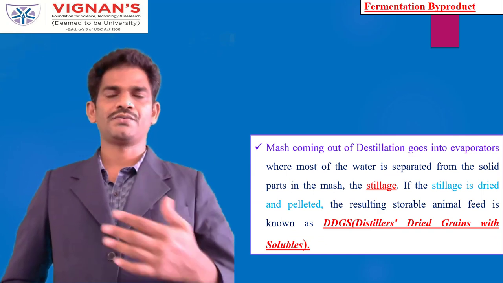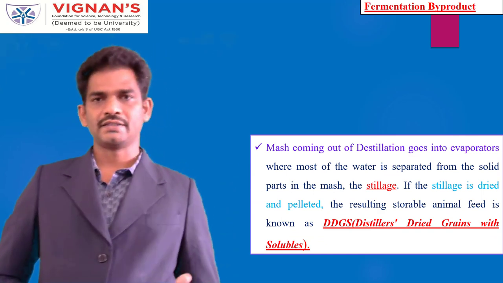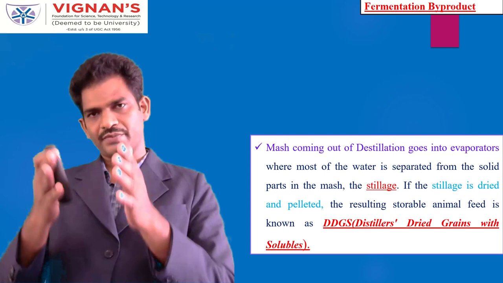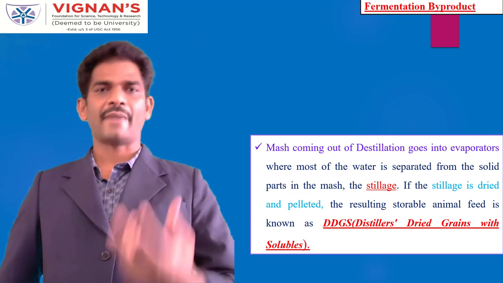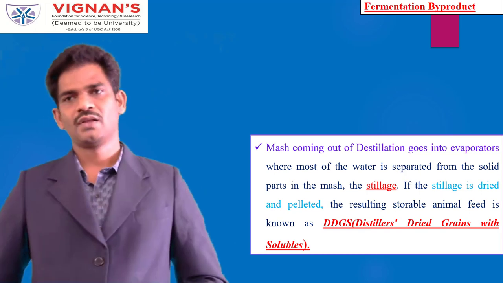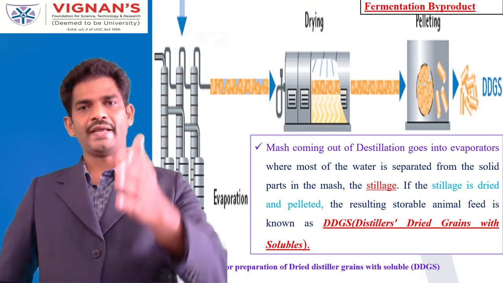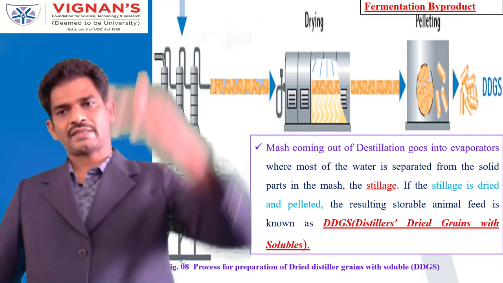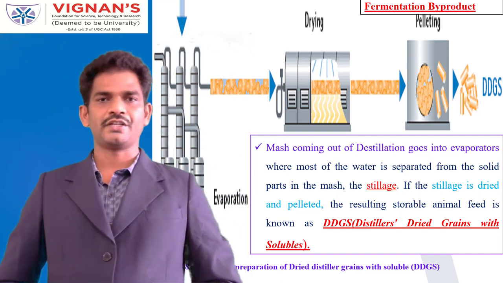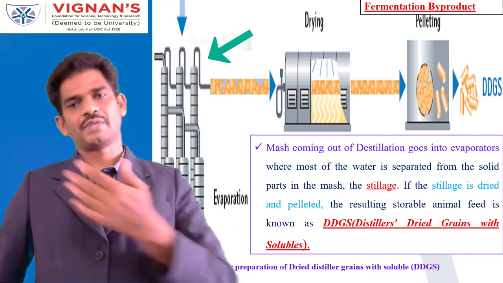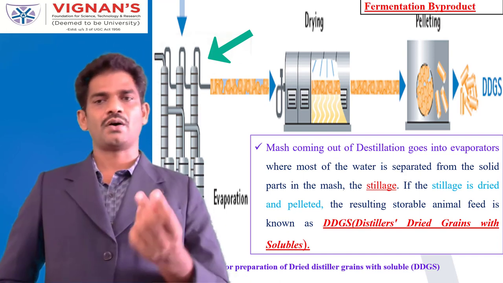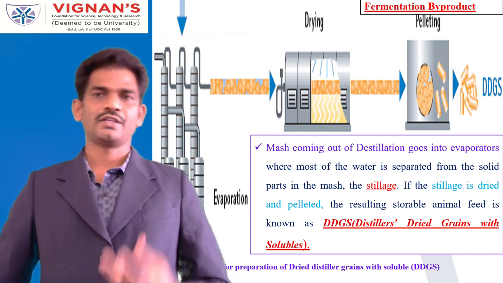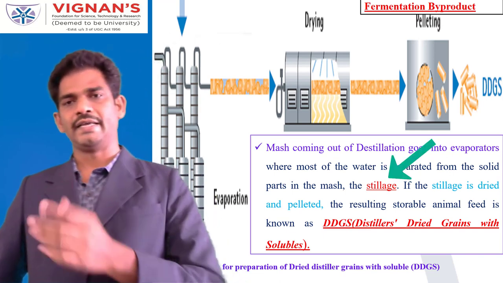Once we complete the distillation stage, from the bottom of the column we get a byproduct, that is a residual grain mass, which we call stillage. Now you can observe in the image that the mass coming out from the distillation unit is subjected to evaporation so that the excess water is separated from the solid part in the mass. This solid part we call stillage.